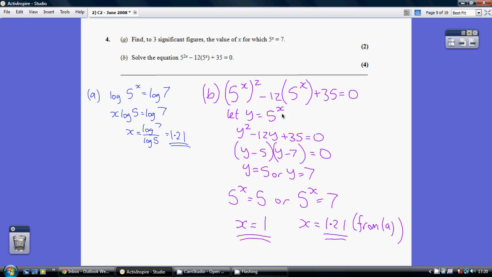Now y is 5 to the power of x, so rather than y equaling 5, we've got 5 to the power of x equaling 5. And rather than y equaling 7, we've got 5 to the power of x equaling 7. Now this first one, x is clearly 1, because 5 to the power of 1 is 5. And for the second one, you just got to look back to what we did in part A and see that our second solution is 1.21.